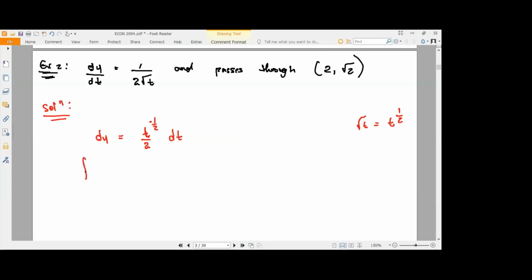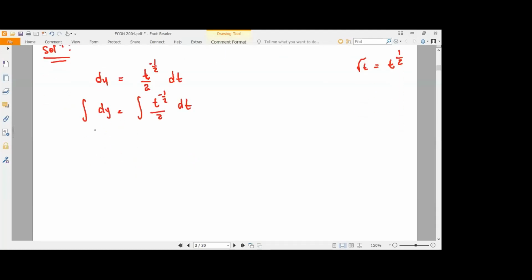Now, when I integrate both sides, the integral of dy is going to be equal to the integral of t to the minus a half over 2 dt. Now, remember when you integrate dy, there's always a 1 here. So when I integrate, it's just going to give me y. You don't have to write the c1, really and truly don't have to. You can only write it over here.